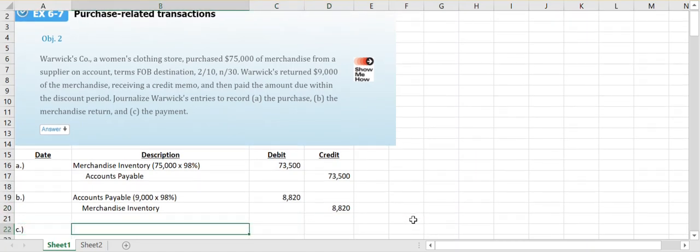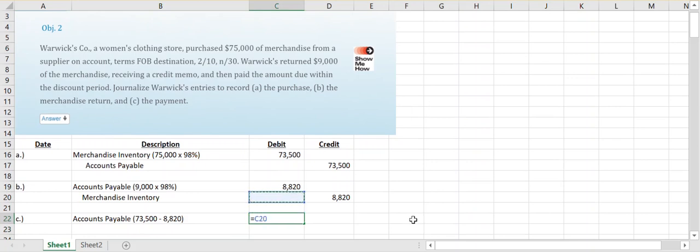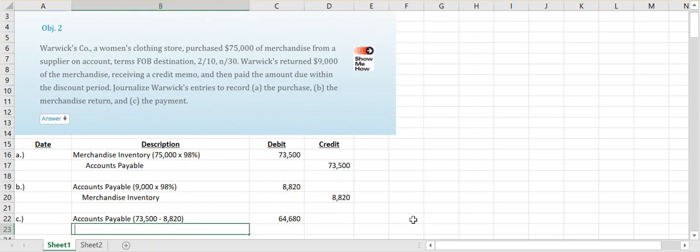In part C, they said we were able to pay within that discount period, so within that 10 days. So what we need to do is reduce our accounts payable. We're paying off our debt. We originally owed $73,500. We returned $8,820 of that. So the balance in our accounts payable account is the difference between the two. So we owe them $64,680. And to pay off our debt, we have to pay them cash.